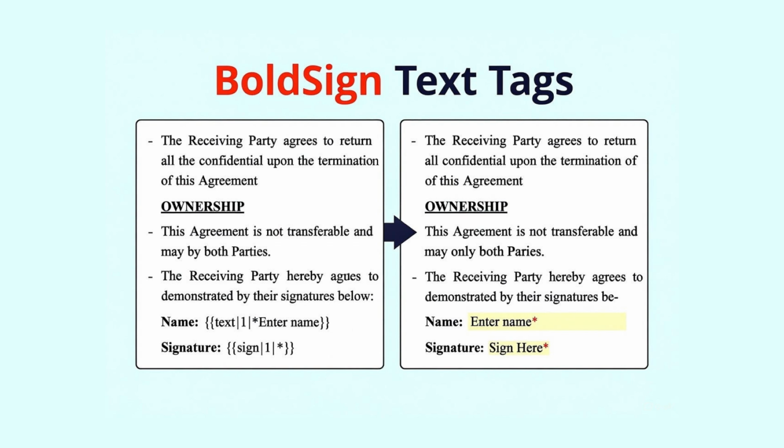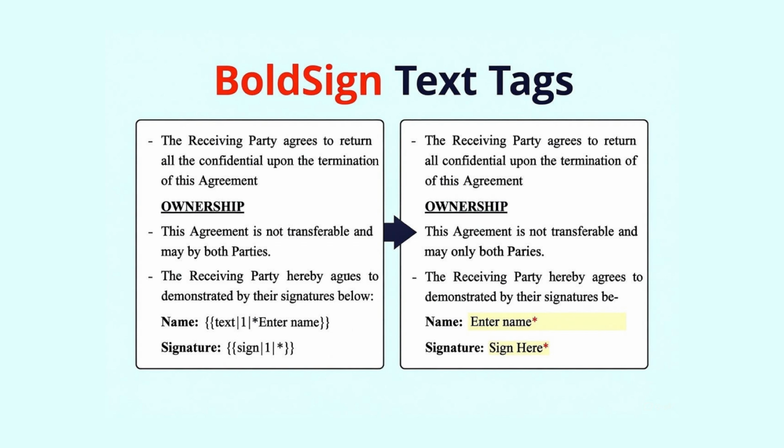BoldSign text tags are a combination of text and symbols that can be placed anywhere in the document by specifying the location, size, and type of form fields. It is an alternative way to add fields to your documents through API requests. The text tags will then be converted into UI form fields, which can then be filled by the signers.